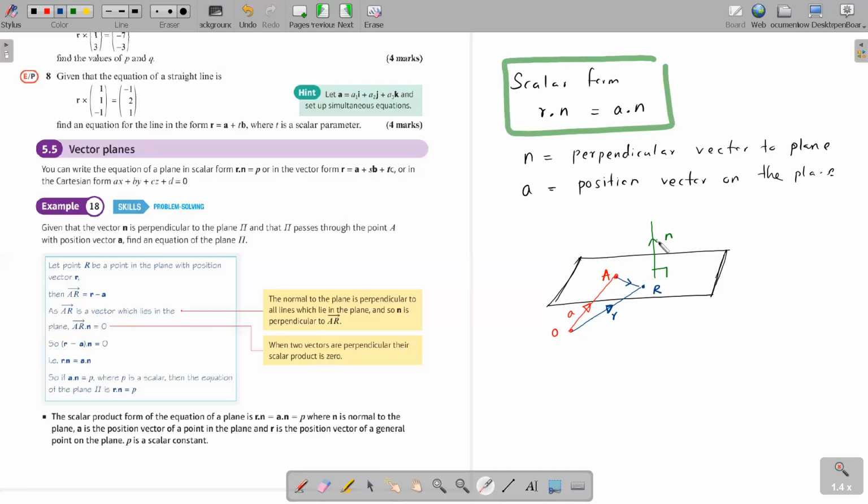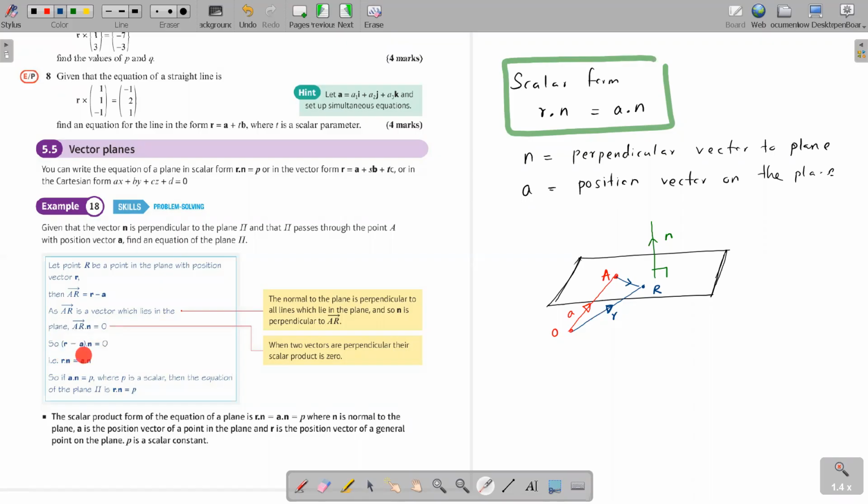So what can I say about the AR vector and the n vector? AR is actually a line on this plane. If it is on this plane, what do you have to say about AR and n? They are perpendicular. That's why AR dot n equals 0. Why? Because the dot product of two perpendicular vectors equals 0, not any two vectors.